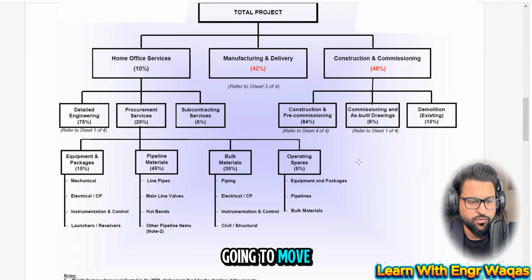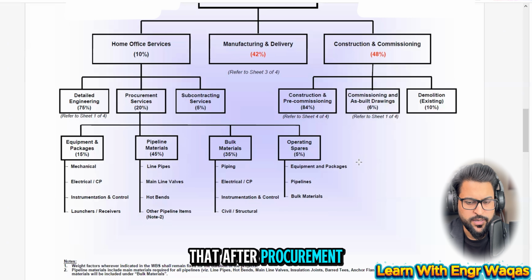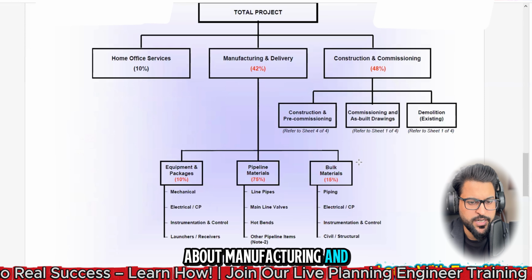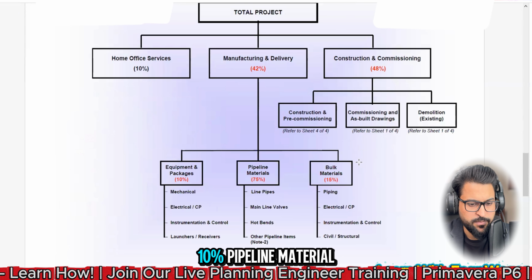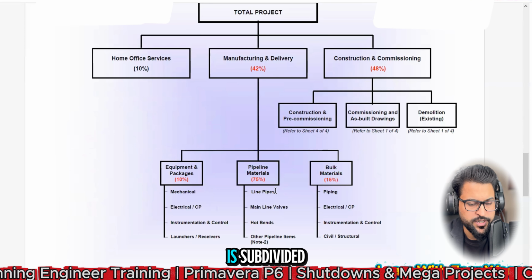So here I'm going to move on to the next slide, where we are going to see that after procurement, you can see there is a third slide. It is actually explaining manufacturing and delivery. Equipment packages 10%, pipeline material 75%, bulk material, and so on. That is how it is subdivided.